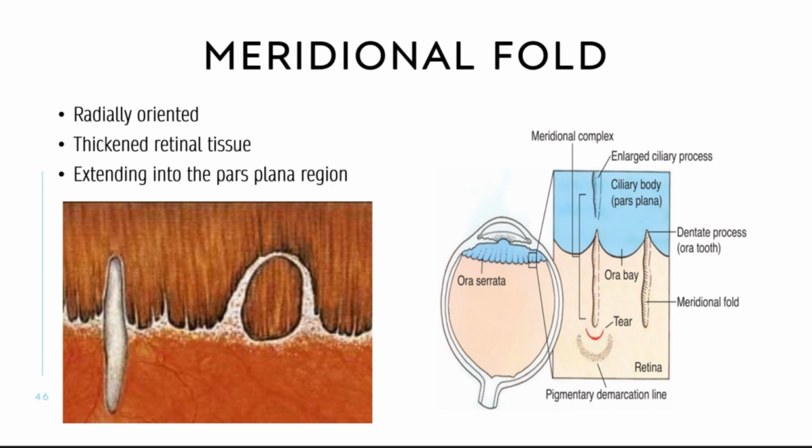Another finding that sometimes you might find is known as the meridional fold, right? Sometimes you will see these full thickness radially oriented folds of the retina. Normally the retina is flat, but sometimes it might get folded on itself and get thickened like this. When this happens, it forms a fold, and this fold is called a meridional fold. This meridional fold is oriented 90 degrees to the ora serrata. You can see over here, this is a meridional fold in the diagrammatic representation, and this is again a meridional fold. Now this thickened retinal tissue extends into the pars plana region, right?